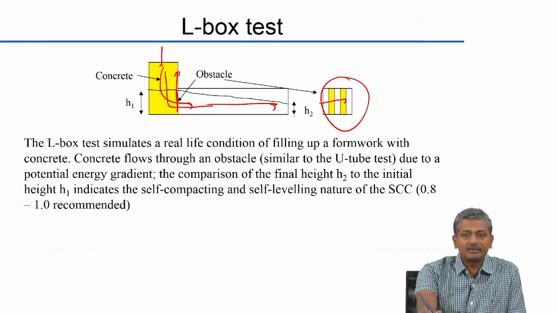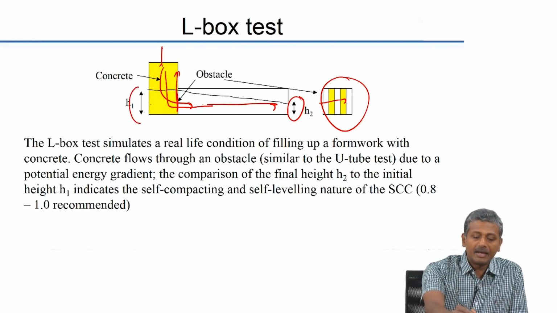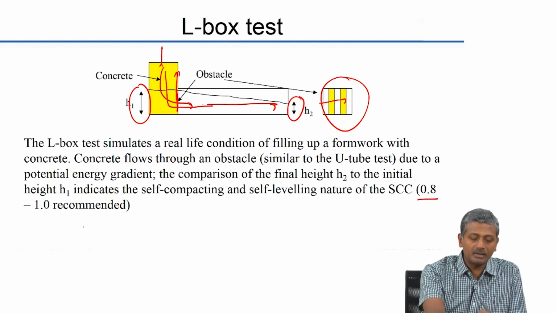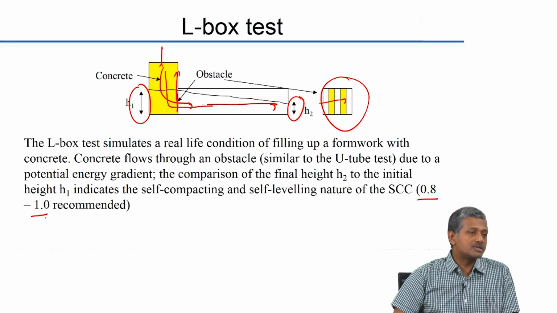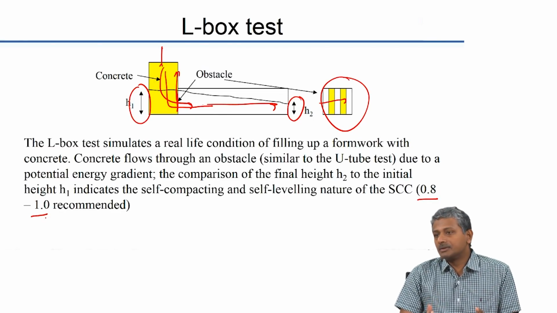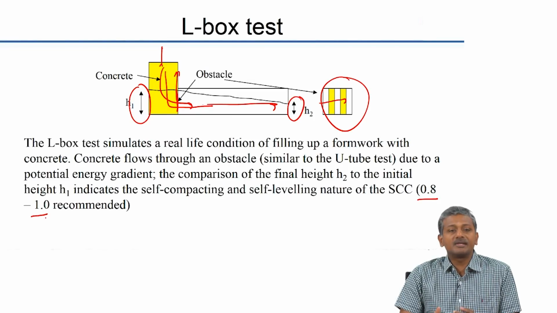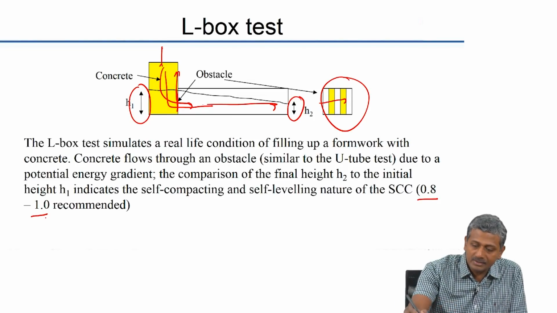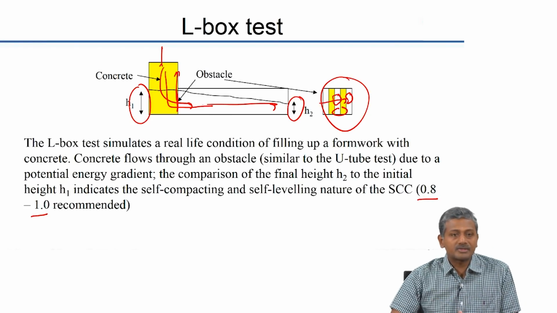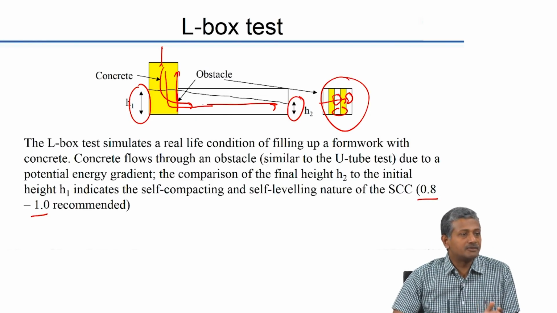And once it reaches the other end, a highly self-compactable concrete will have a ratio of heights at both ends which is close to 1. Generally, a ratio between 0.8 and 1 is recommended for self-compactability. For concrete that has too much coarse aggregate or that has improperly sized coarse aggregate, what will happen is it will start getting blocked at the obstacle and not be able to cross that barrier, and because of that the height differences will be very high.